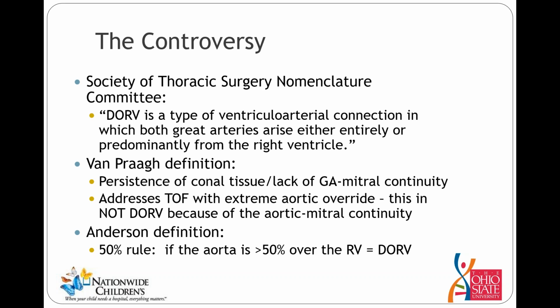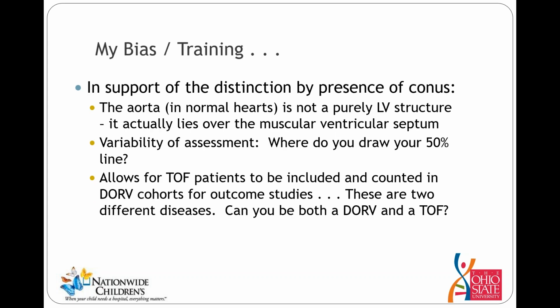It addresses the TET with extreme aortic override. This is not DORV because of the aortic mitral continuity. Bob Anderson, who was another very prominent cardiac pathologist, had a 50% rule. They said if the aorta is greater than 50% over the RV, then you are a double outlet right. So I'm biased. My training is that you have to have a conus.